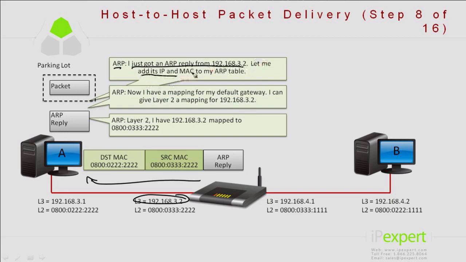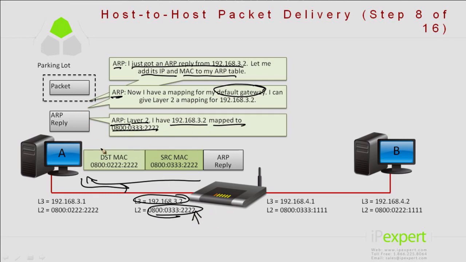Let me add its IP and MAC address to my ARP table. Now I have a mapping to reach my default gateway using this MAC address. So now I can encapsulate this packet and send it. The ARP layer 2 is going to say I have 192.168.3.2 and it's mapped to 0800033222, which is the MAC address of this device.